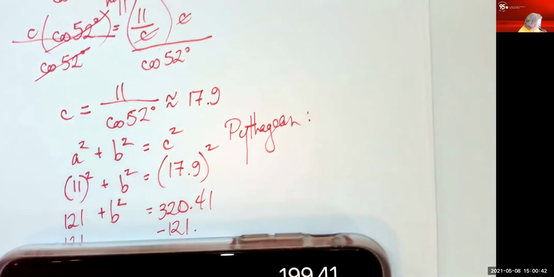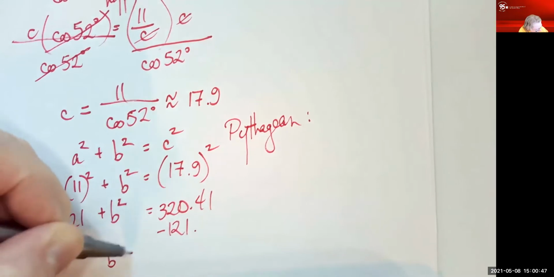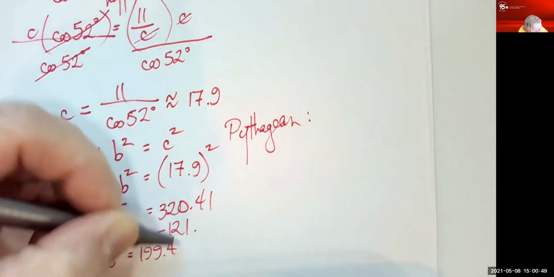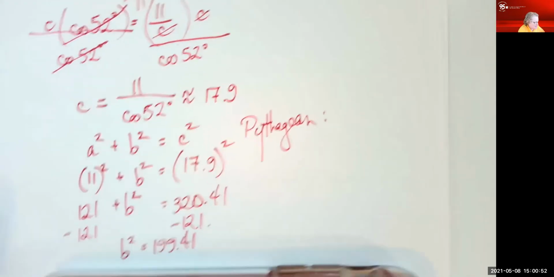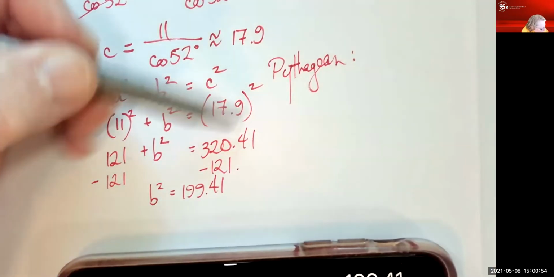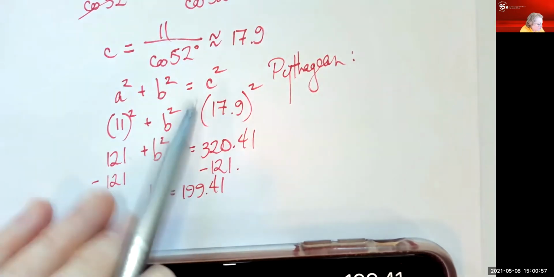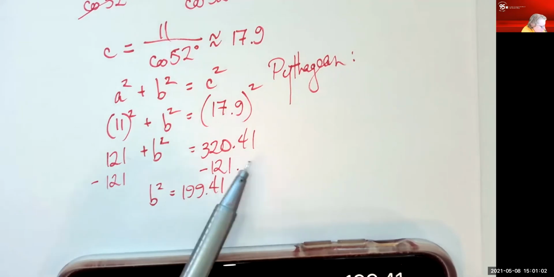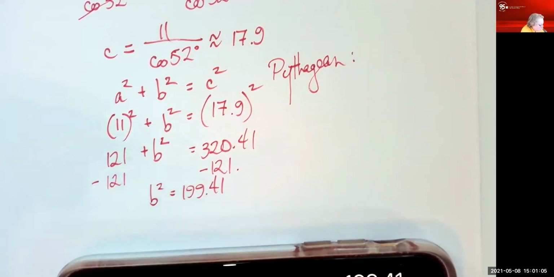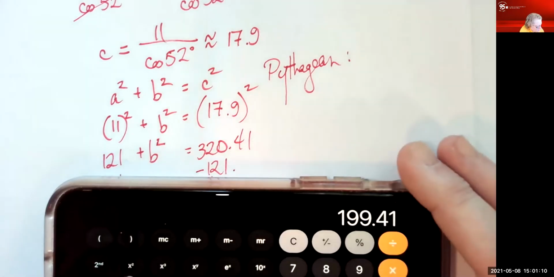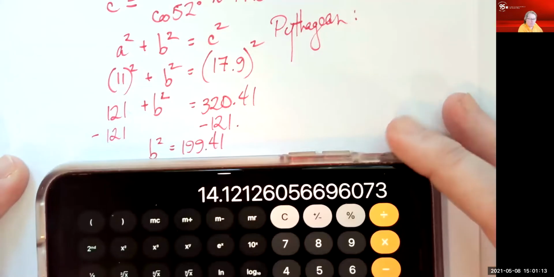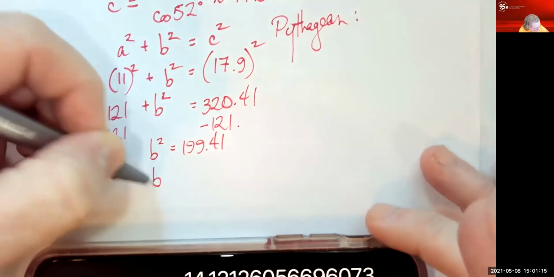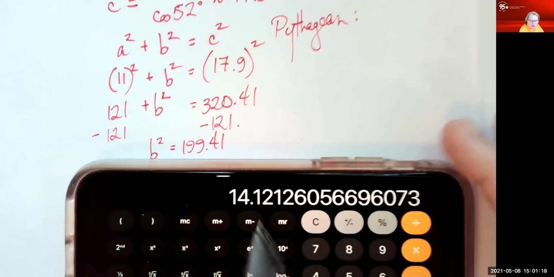320.41 minus 121 is 199.41. I'm going to use all the decimal places after I rounded 17 point whatever it was to 17.9. When I square, you see that I get 2 decimal places here. I'm going to leave those 2 decimal places until I find b, the square root of b squared. So let's find the square root. Now I'm going to round. So I get that b is approximately 14.1.